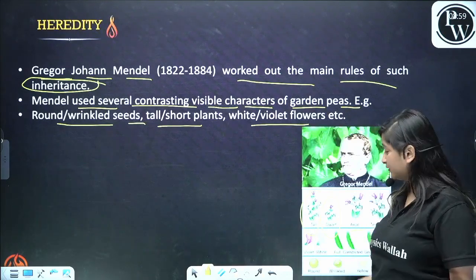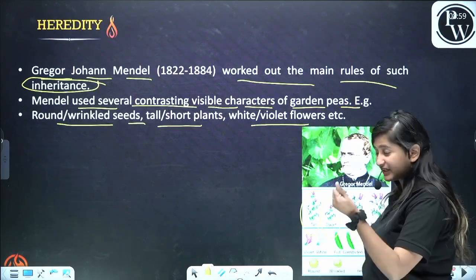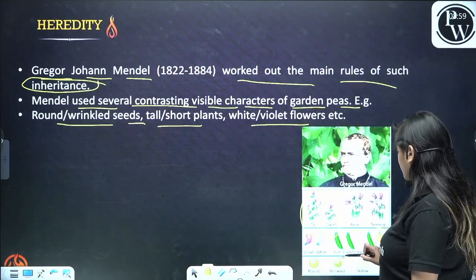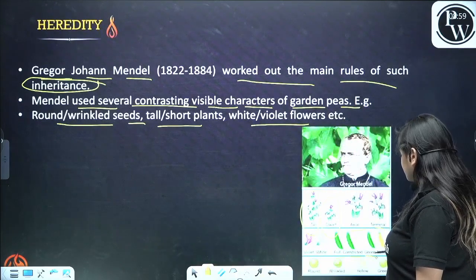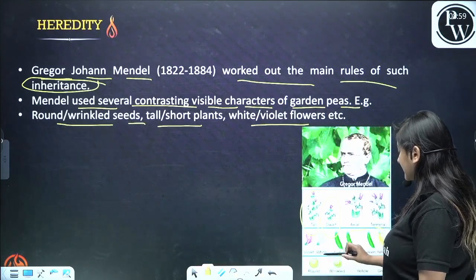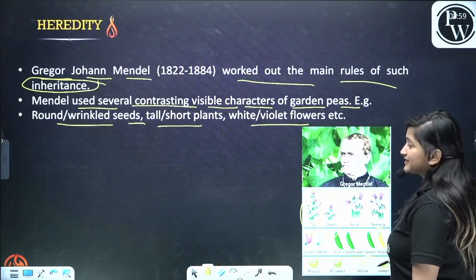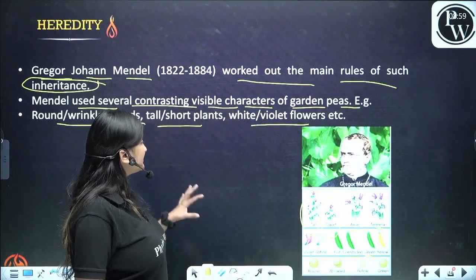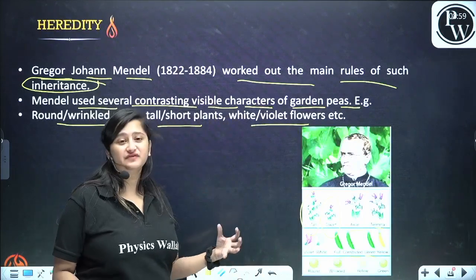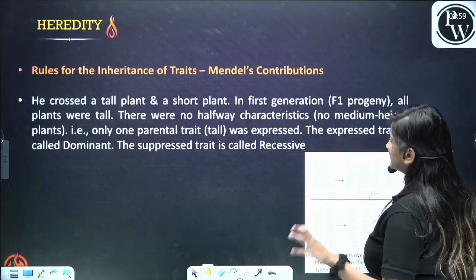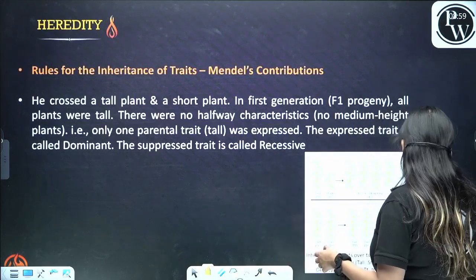Flower color that is violet or white. Then pod shape, that is full or constricted. Pod color that is green or yellow. Seed shape that is round or wrinkled, and seed color where yellow is the dominant one and green is the recessive one. We can see over here that these are the characteristic features which he has taken. Now, let me tell you what he has done.